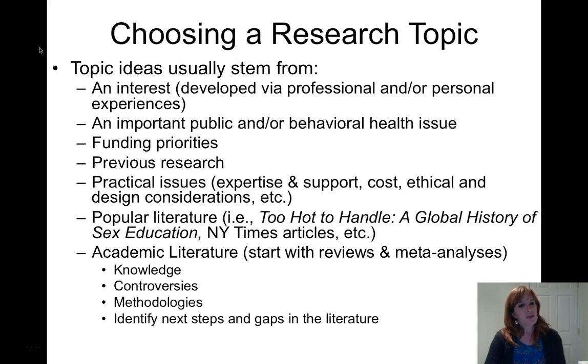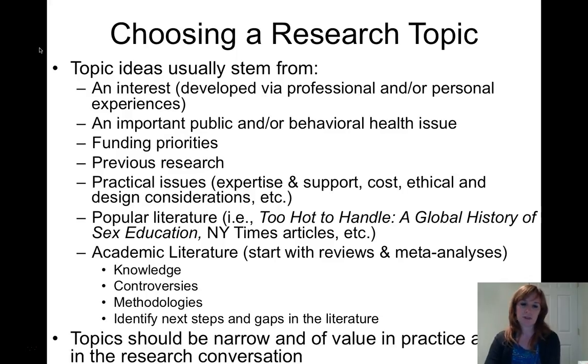But for right now, you should know about the general knowledge of that topic, any controversies in the literature, typical methodologies, and we're often identifying the next steps or gaps that exist in the literature to inform our own choices of research topics. And these topics should be fairly narrow and of value in practice or in the research conversation. And I think your book alludes to this, that so often research questions that we develop are very, very small, and they need to be very small in order to be able to be researched appropriately and with the appropriate level of rigor.